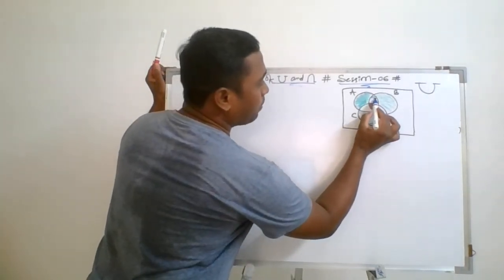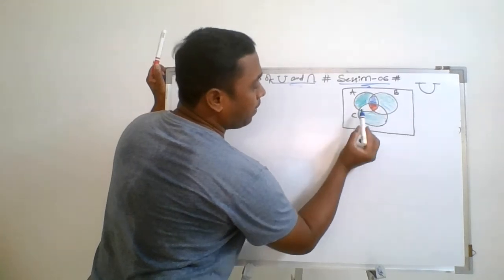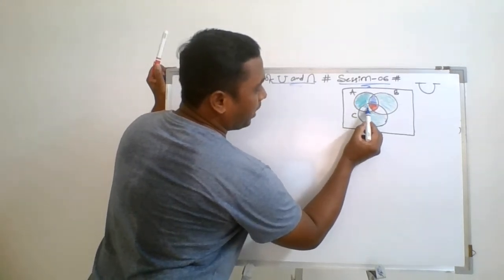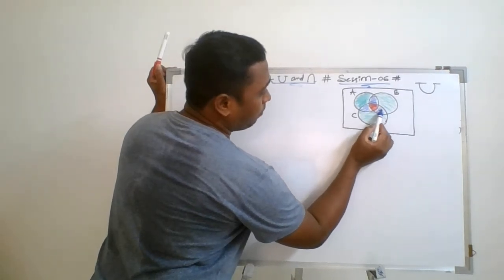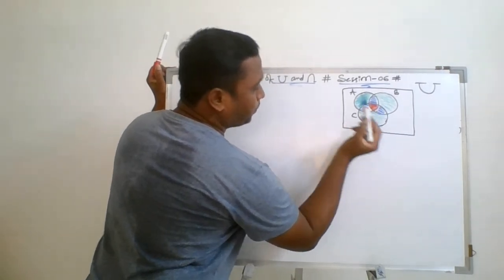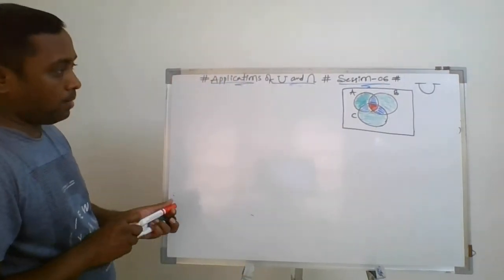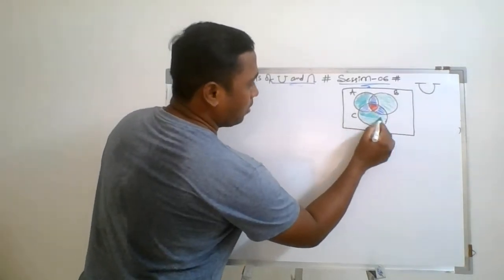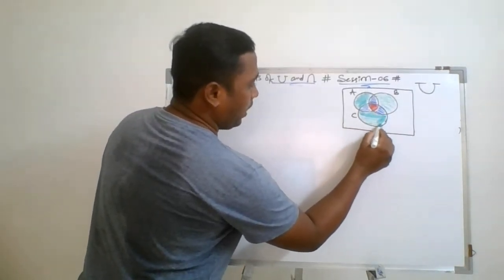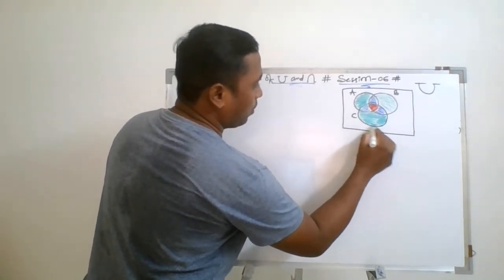This blue portion represents exactly the common area of A and B only, the common area of A and C only, the common area of B and C only. Okay, so this is what I am again repeating. The green portion represents exactly only A, only B, and only C.